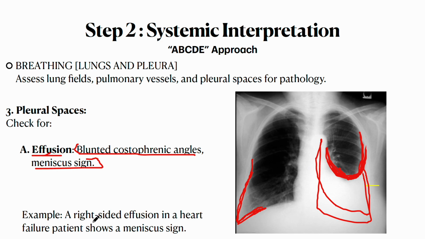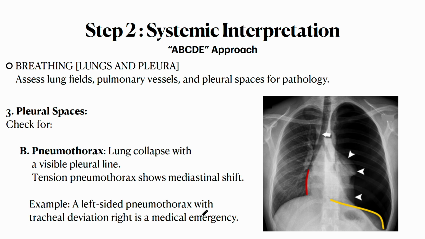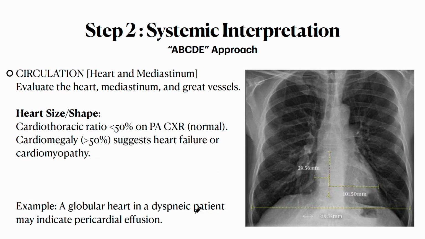So a right-sided effusion in a heart failure patient shows a meniscus sign, right? So let's talk about pneumothorax. We have talked about it earlier too. Lung collapse with a visible pleural line. You can see the same figure is here. There is a lung collapse with visible pleural line. And also a left-sided tension pneumothorax shows mediastinal shift. This is the deviation here. A left-sided pneumothorax with tracheal deviation, right, is a medical emergency. So that is how we finish our B portion.